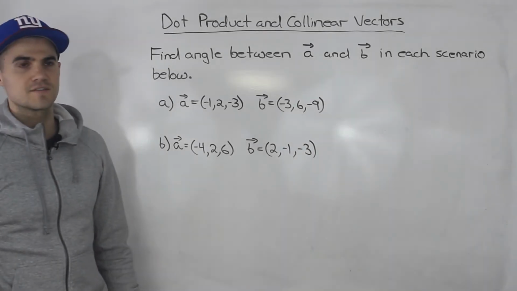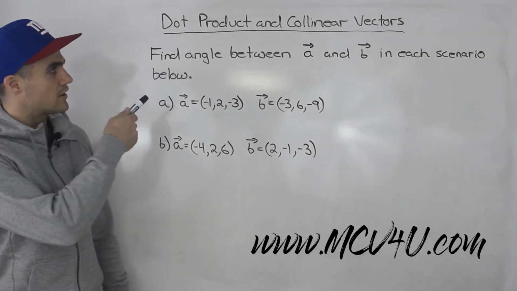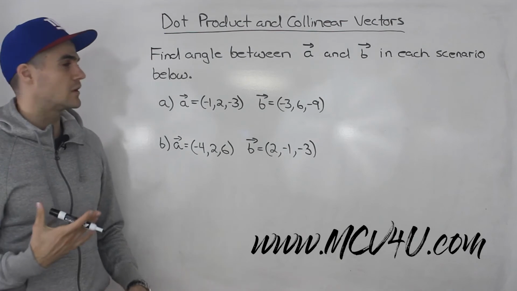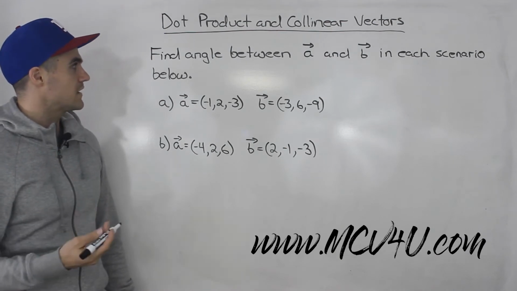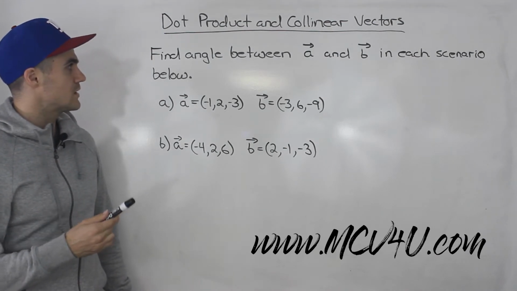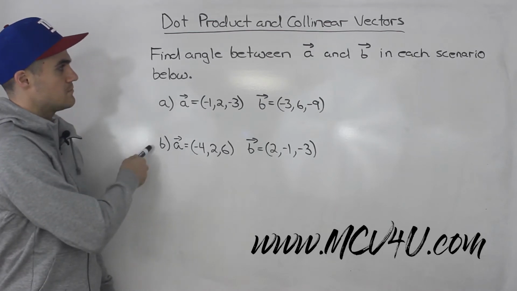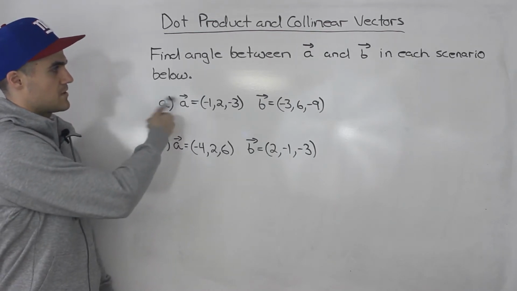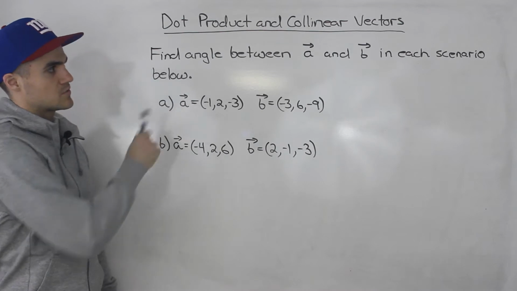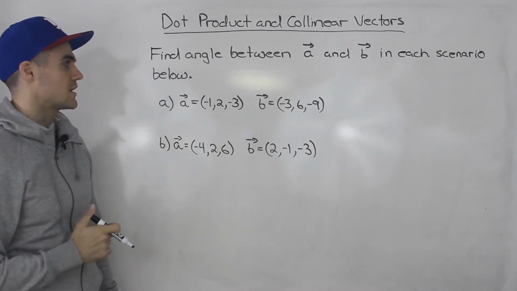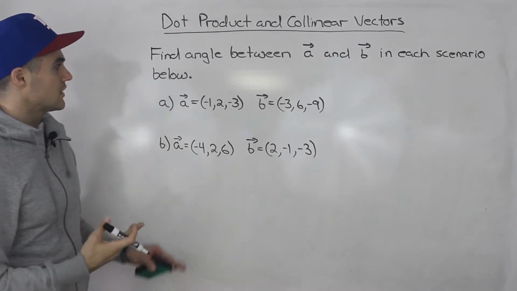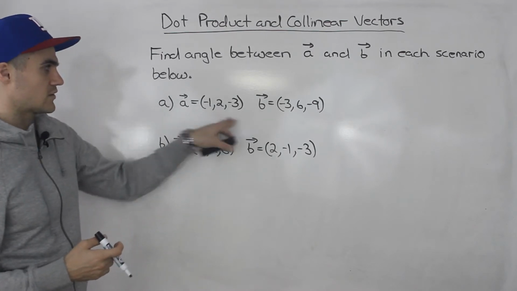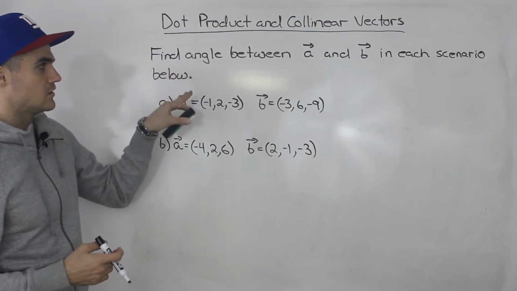Welcome back, guys. In this video, I'm going to talk about the dot product and collinear vectors and how they relate. To explain that further, I'm going to do two examples, parts A and B. We've got vectors A and B in each, and we're going to find the angles between the two vectors in each scenario. Whenever you're given two vectors in component form, you've got to find the angle in between them.